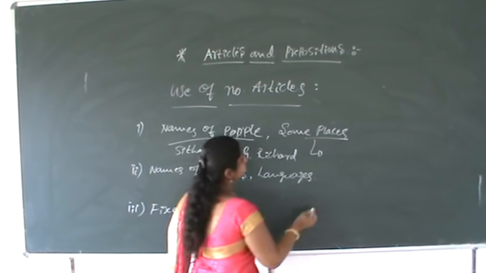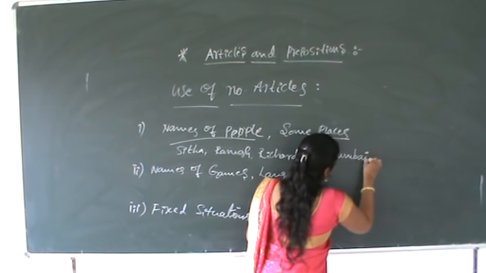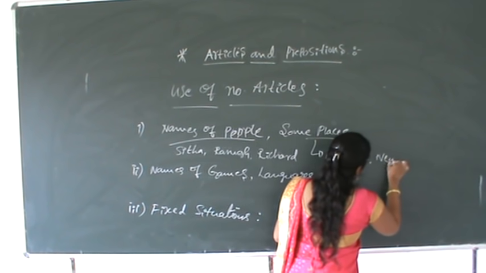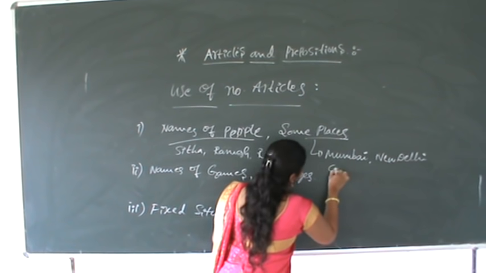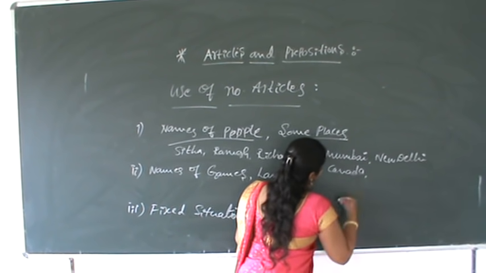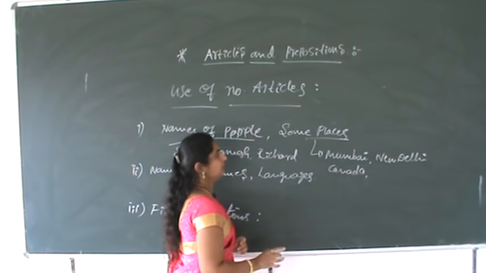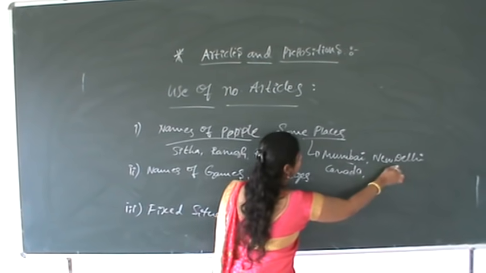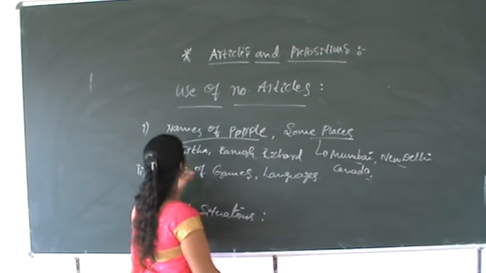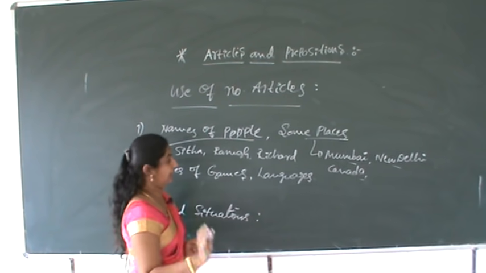For example, Mumbai, New Delhi, and Canada. Whatever it is. So before the names of some places, we are not going to use any articles. Mumbai, New Delhi, Canada. And it is about the names of people and names of some places. We are not going to use any articles.